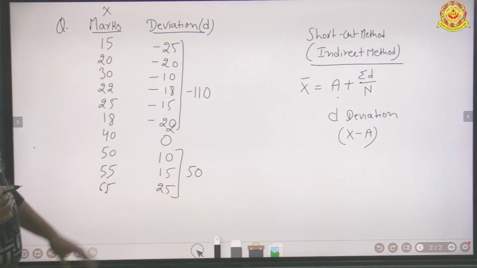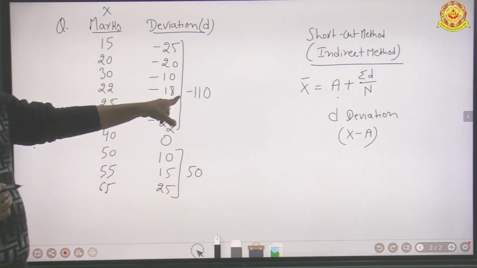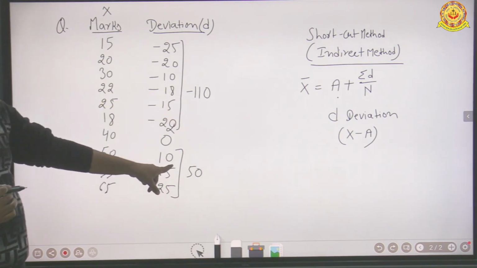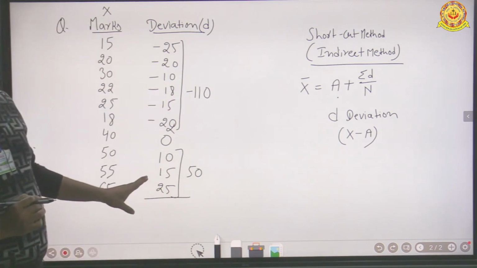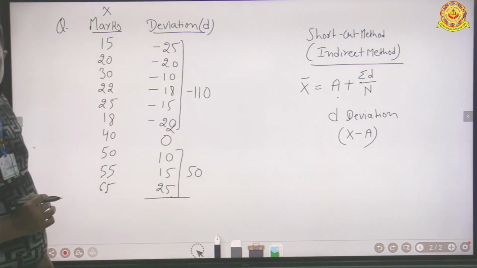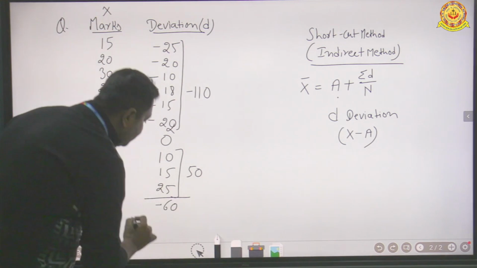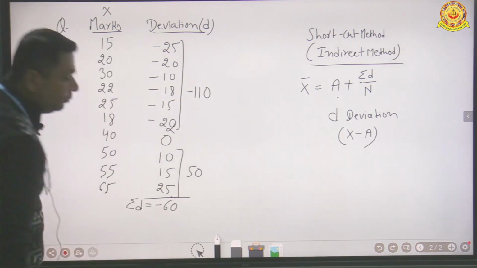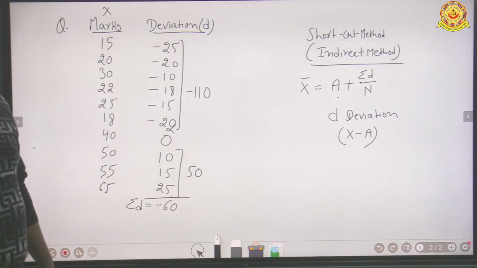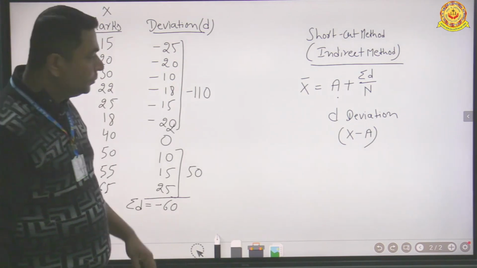So when we have added the negative values and the positive values, the negative total is minus 110 and the positive total is 50. So ultimately, in net, we are getting minus 60. Okay, minus 60. This we have calculated as sigma d, the deviation. Now put the values in the formula.